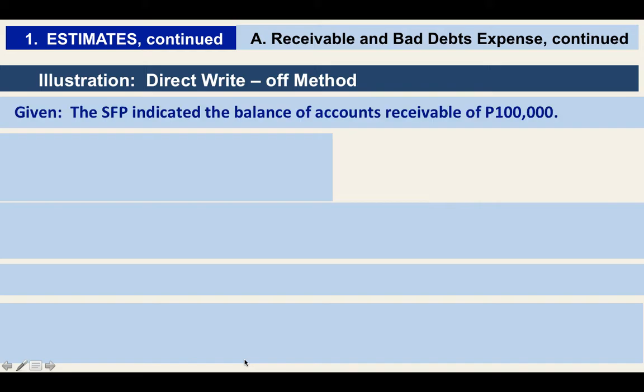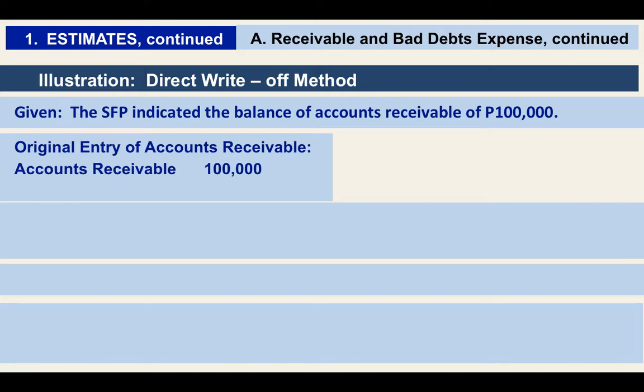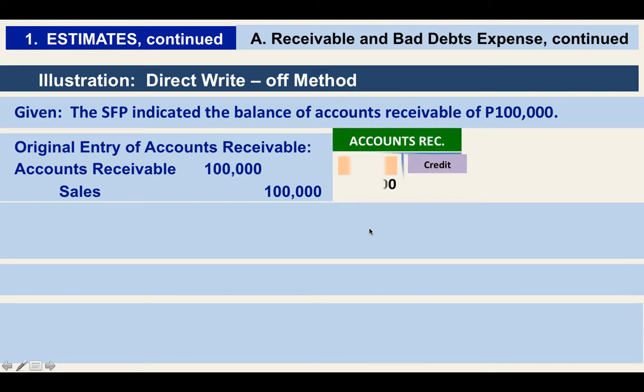Illustration and direct write-off method. The statement of financial position indicates the balance of accounts receivable of 100,000. The original entry of accounts receivable, you know that already, is how we generated it. We debit accounts receivable as we generate receivable from our sales. If we look at the T account, there is our accounts receivable.